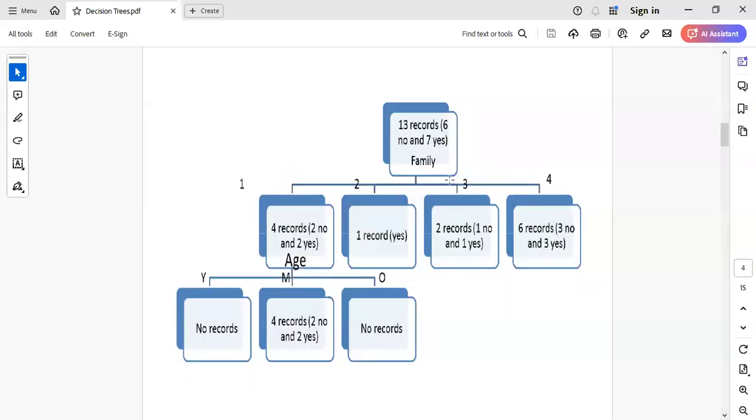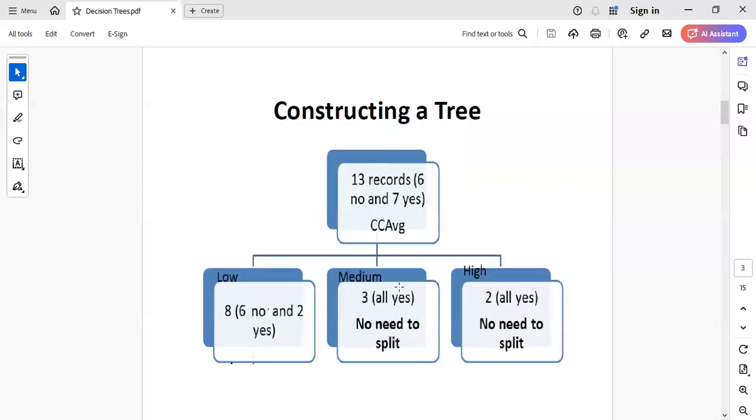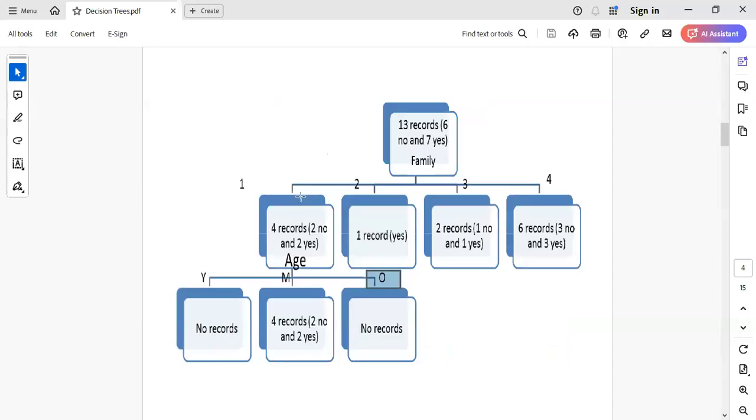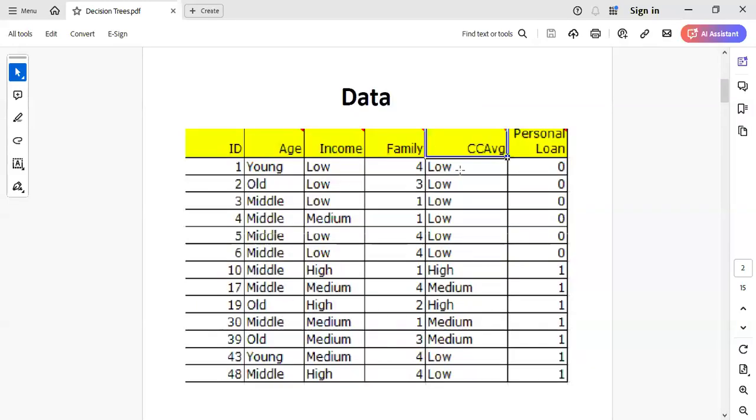So when we have family equal to 1 category, and age has three levels, that is young, middle, and old. Now how are these records divided? Don't look into the young category. What we are supposed to look into is family equal to 1, then in that we have to look into age. So family equal to 1 has 4 records.